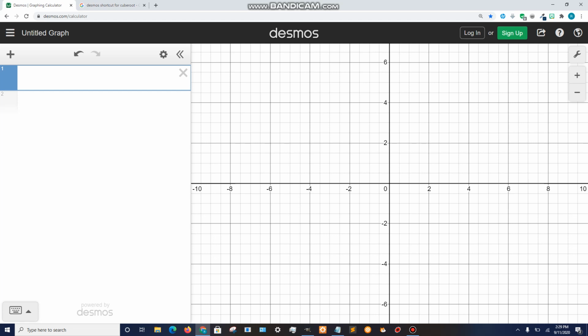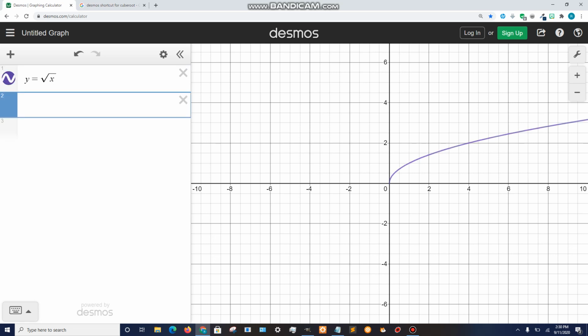So if I want to do a square root, I do SQRT, and look what happens. It appears. So to make a square root parent function, just do that. That's what it looks like. So again, y is equal to SQRT, x shows up. Okay, so that's how you do a square root function.